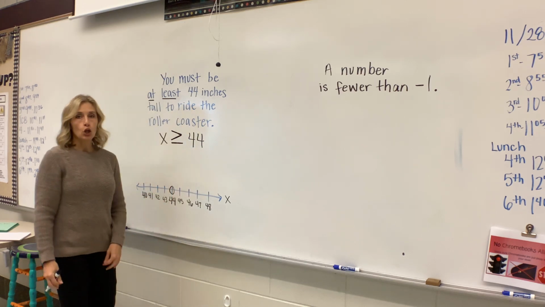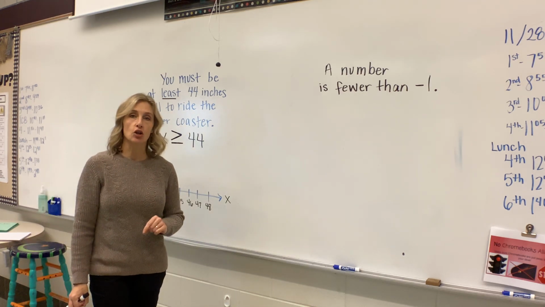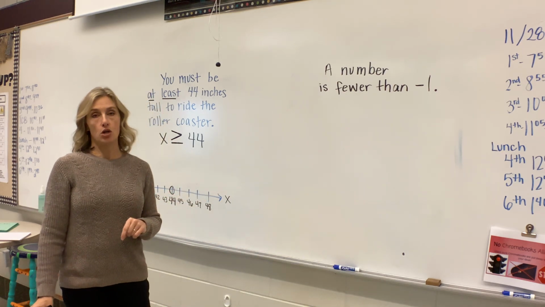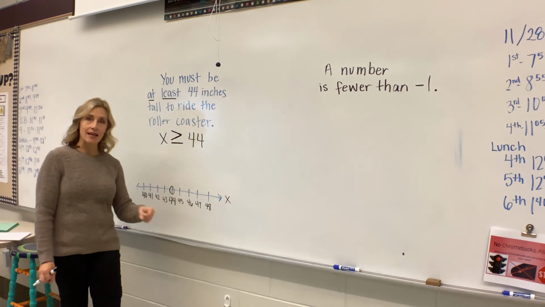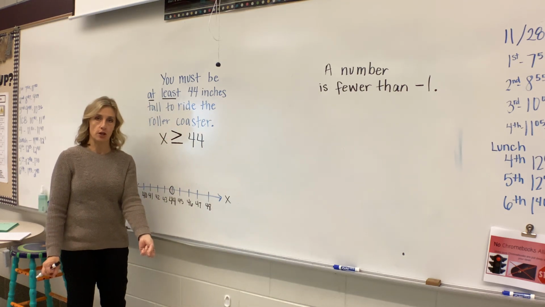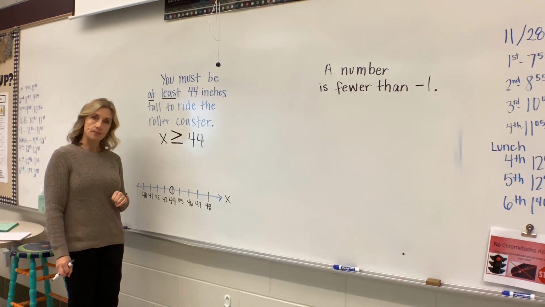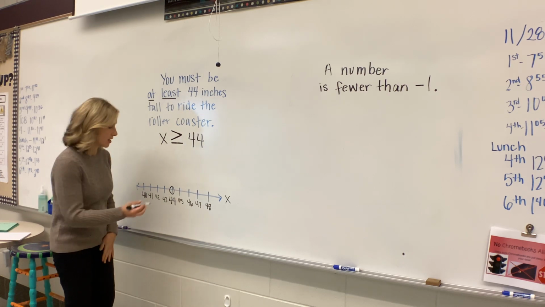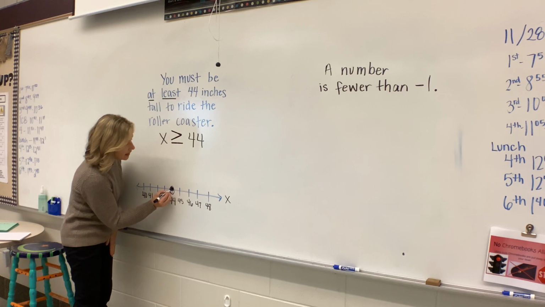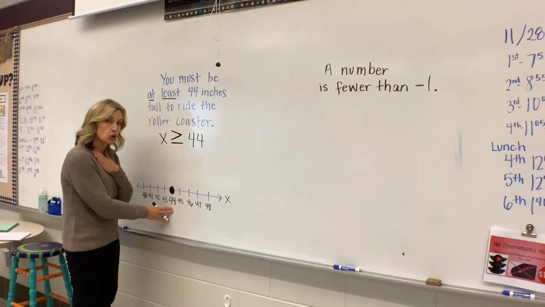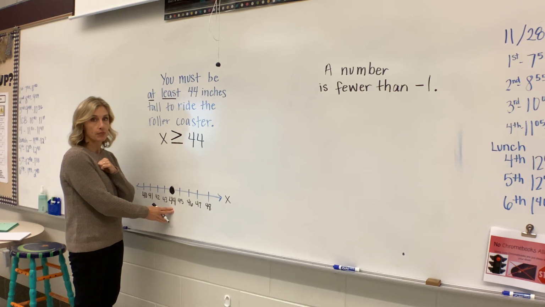Reviewing what you learned in 6th grade, whatever your starting number is, you put a circle on it. You have to decide now if that circle is going to be called an open circle, just like that, or a closed circle. A closed circle means that the number is part of the solution. Can someone ride the ride if they're 44 inches tall? Yes. So I'm going to shade in the circle, we call this a closed circle, to show that 44 is part of the solution to this inequality.